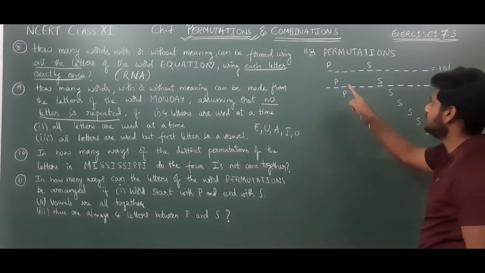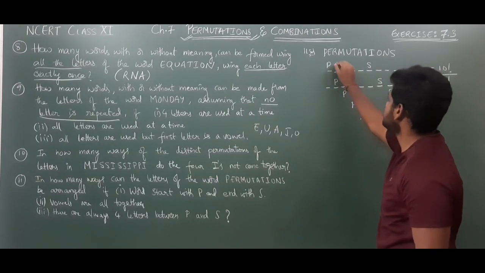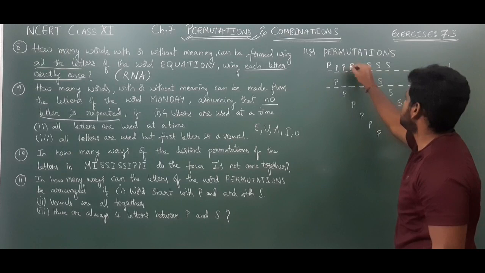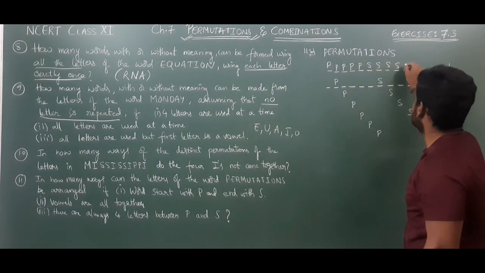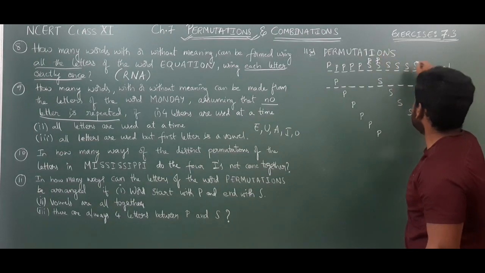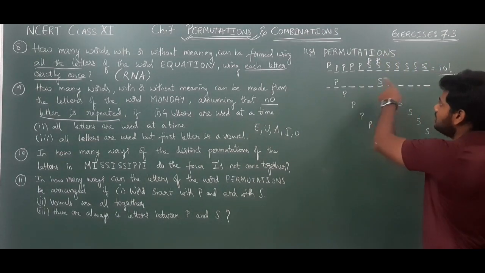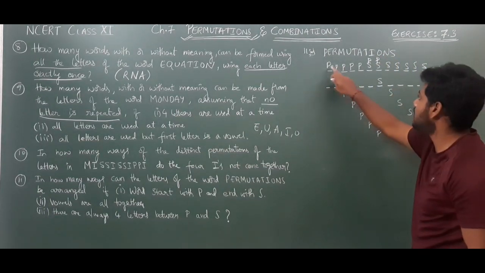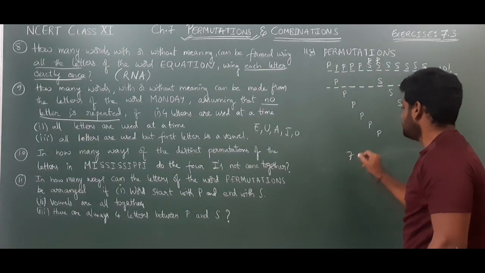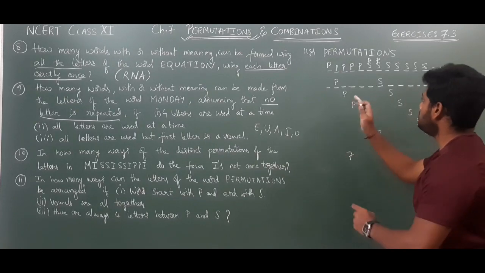Did you understand? If P is here, S here. Next, if P is here, S will be here, and so on for each position. Like that, how many number of ways are there? 1, 2, 3, 4, 5, 6, 7. 7 ways are there when P is before S.